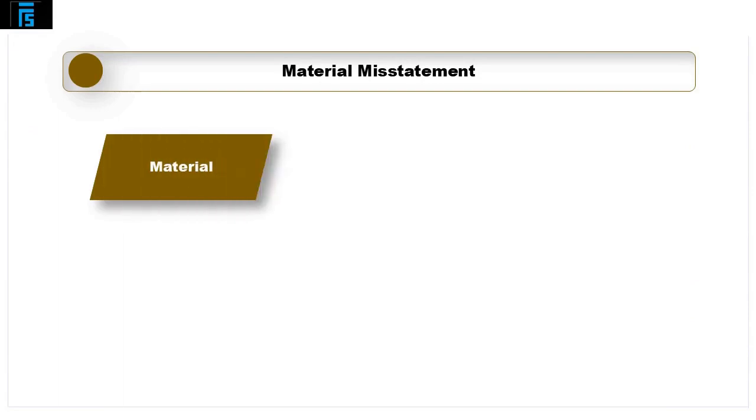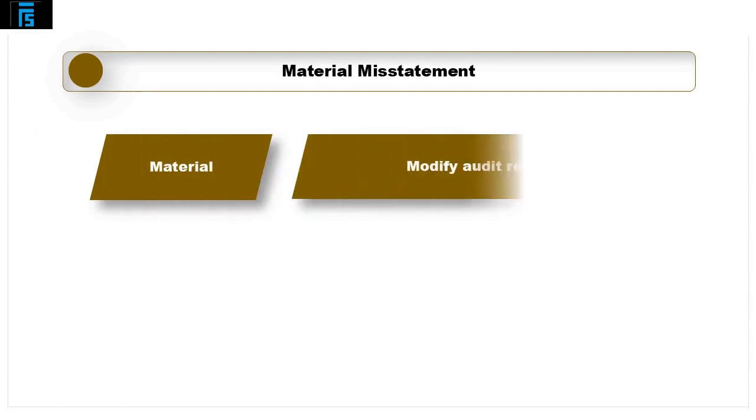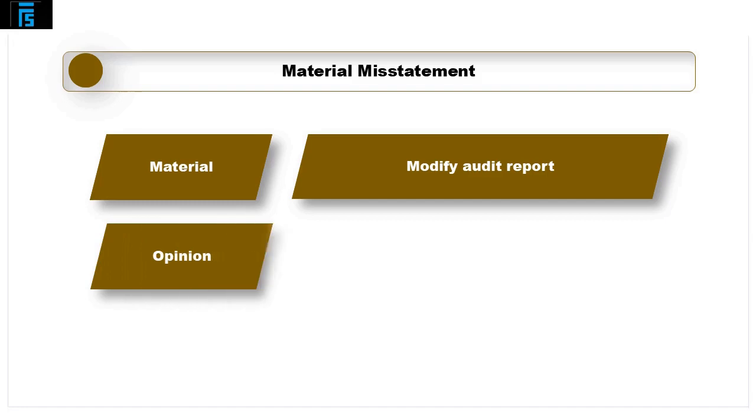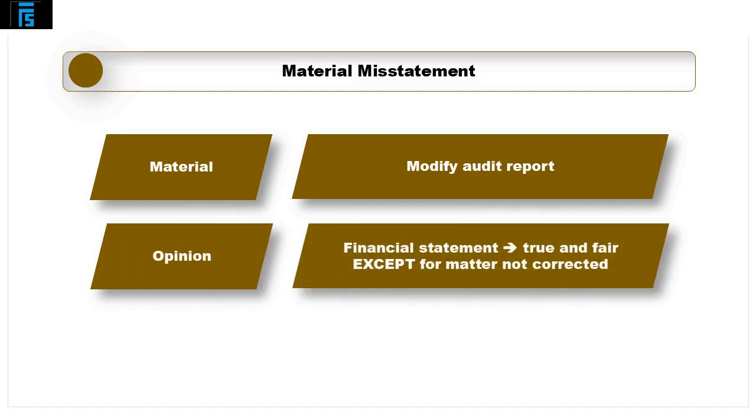Focusing on if there is a material misstatement. If the matter is concluded as material, the auditor must modify the audit report. Remember, the standard audit report is an unmodified one, and so if the opinion wording needs to change, the auditor is modifying the audit report. The audit opinion for a material misstatement would state that the financial statements are true and fair except for the matter that was not corrected. This is known as an except for opinion.